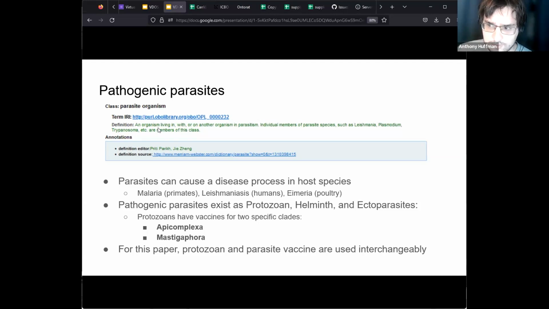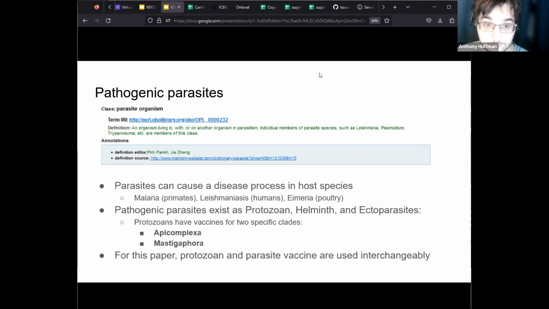There are 3 major categories of pathogenic parasites, which are protozoans, helminths, and ectoparasites. For this talk, I'm mostly going to be focusing on 2 specific clades of protozoan parasites, which are apicomplexans and mastigophorans. Both of these are single-celled organisms that have unique organelles, which is why they're classified as such. And they're mostly of interest because of their role in causing a disease process in humans or other key livestock.